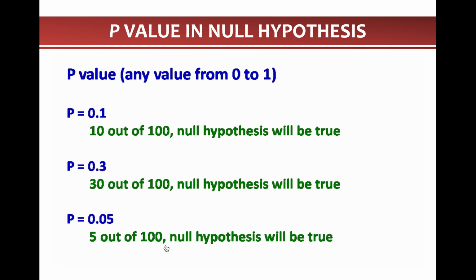Let's say the p-value is 0.05. This means if I repeat the experiment 100 times, only 5 times the null hypothesis is going to be true.